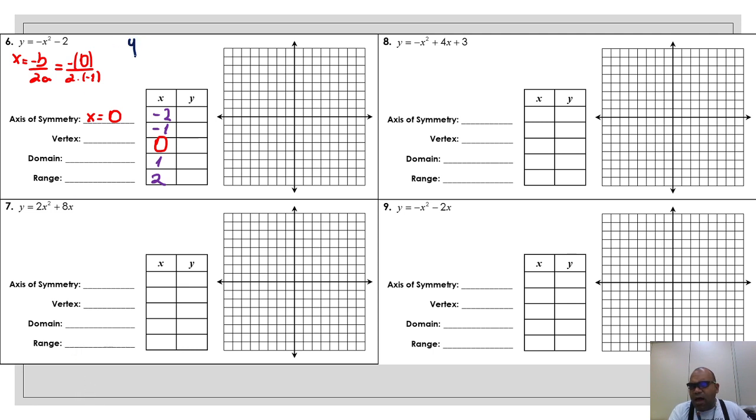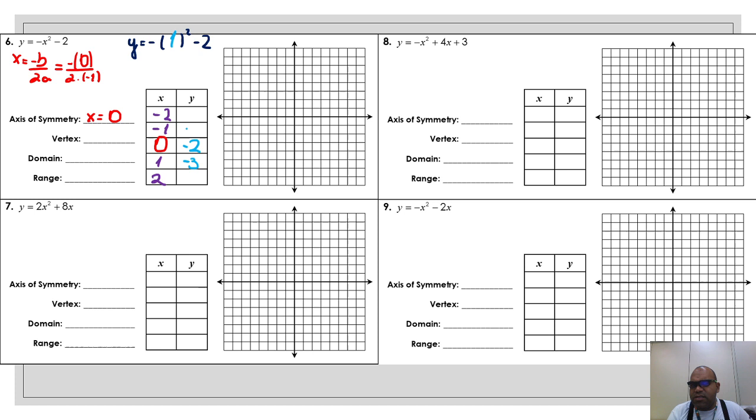Here's my formula: y equals negative x squared minus 2. When my x equals 0, 0 squared is 0. 0 minus 2, the result of this function, is negative 2. Great. When x is 1, 1 squared is 1. Negative 1 minus 2 is negative 3.